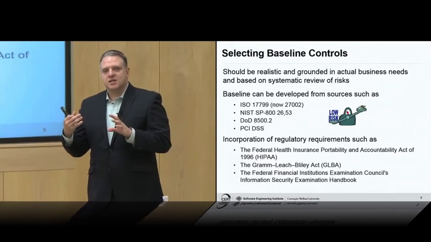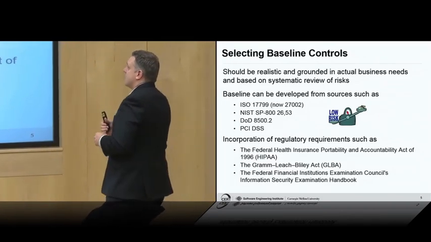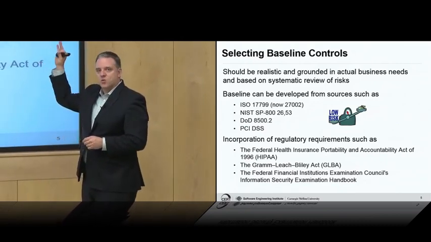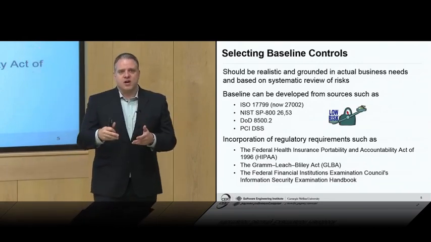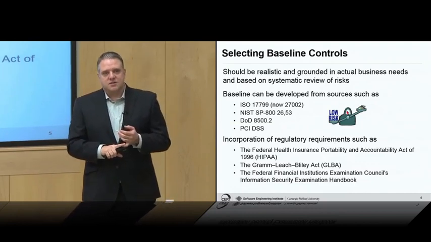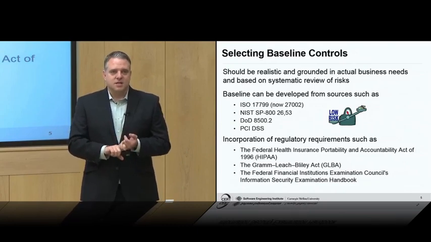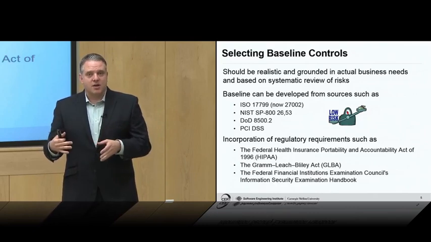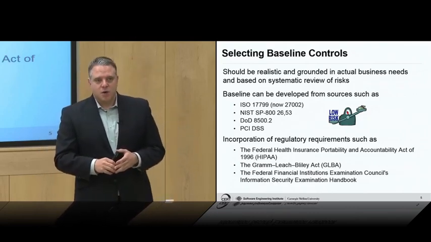So how do you select these baseline controls? Well, several different ways of doing it, but really what it comes down to is make sure that it addresses the risk that you need it to address. You can use various guidelines like the ISO 27000 series. You can use the NIST Special Pub series. DoD has some guidance in the 8500 series. And then payment card industry also has a set of controls that you can look at as well.